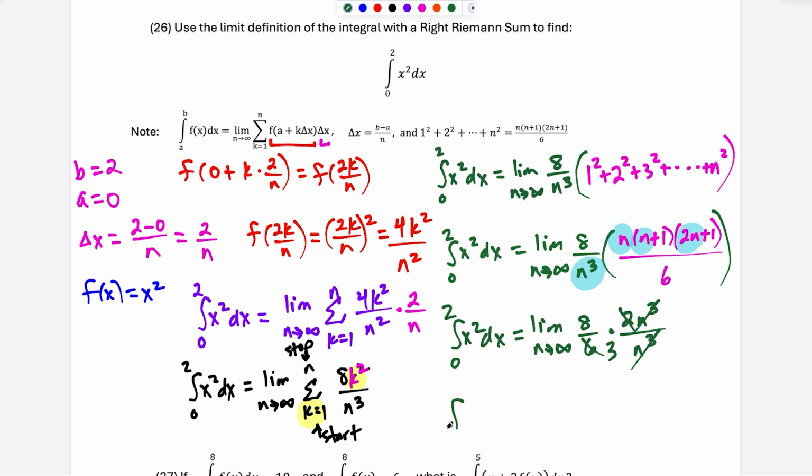So this tells us the integral from 0 to 2 of x squared dx is equal to just 8/3. So this is using the limit definition of the integral. We could find our definite integral is equal to 8 over 3.